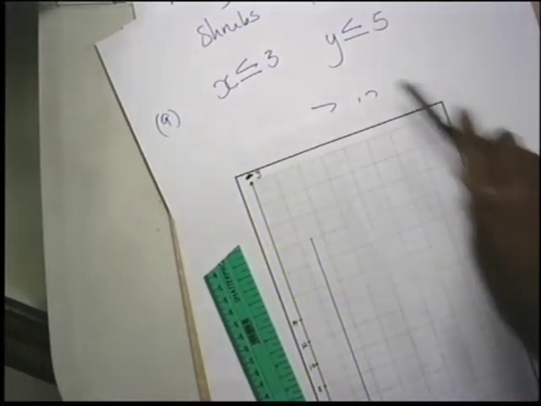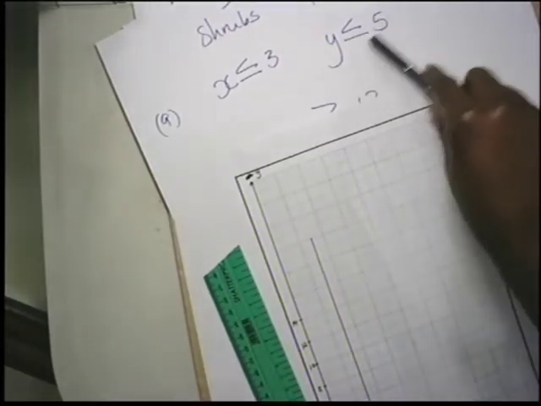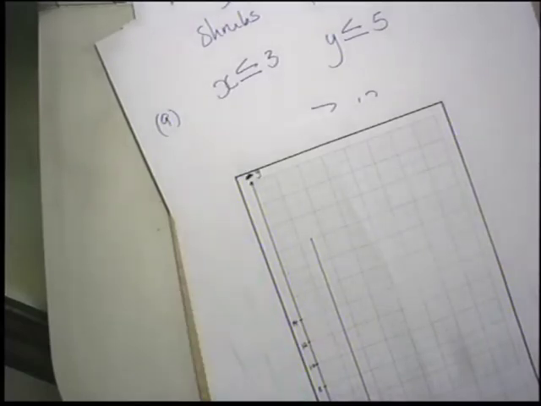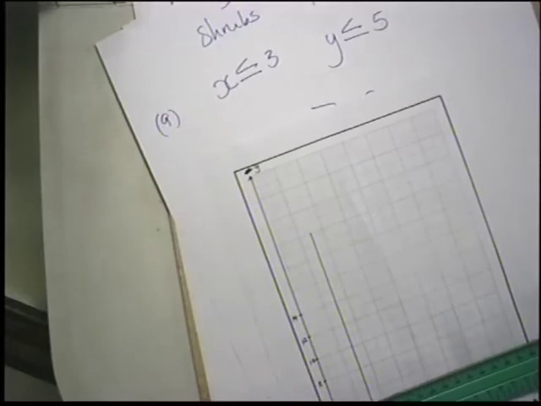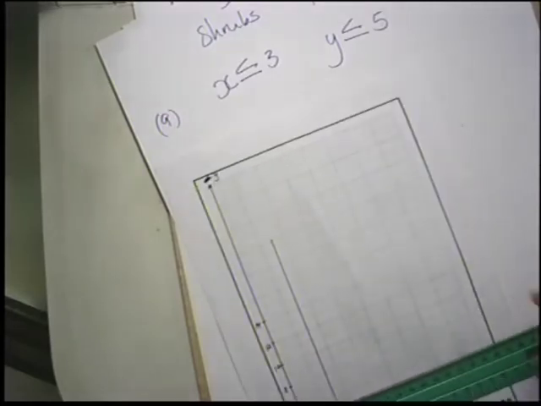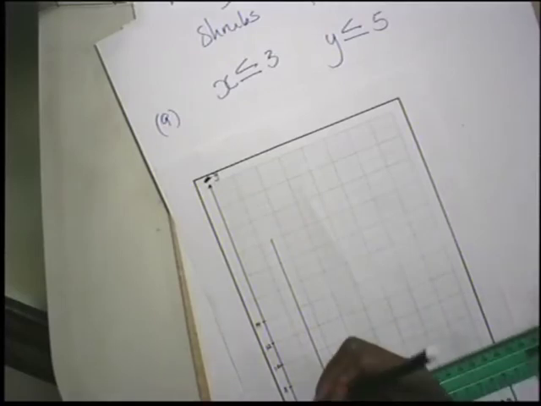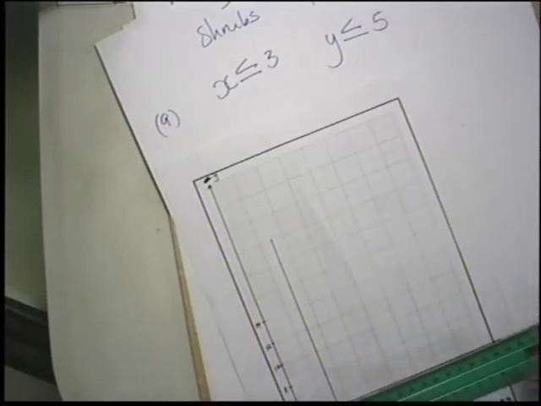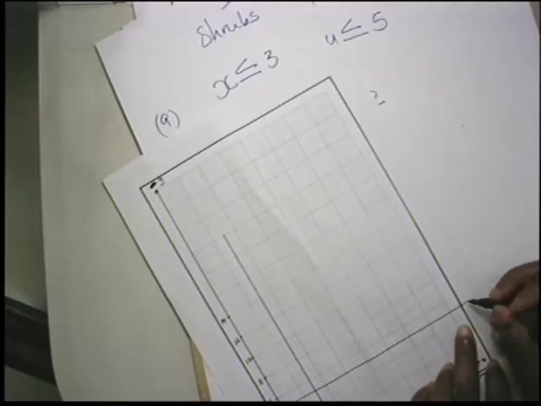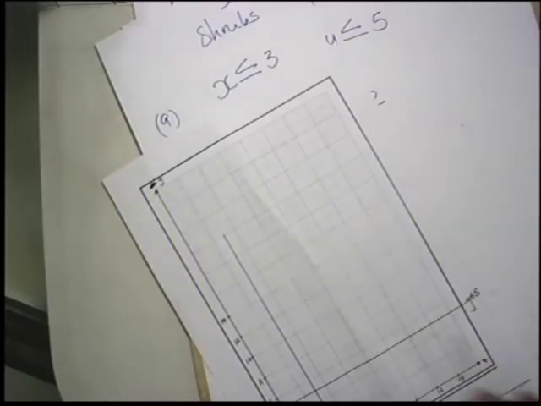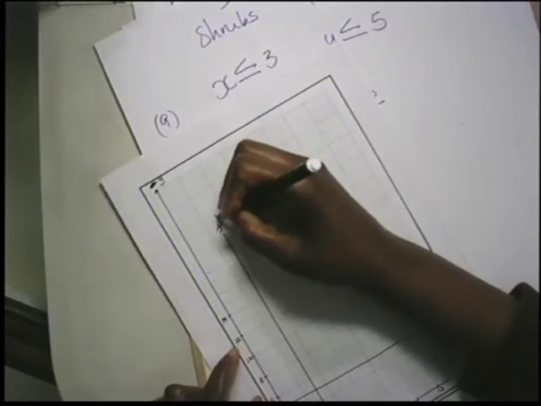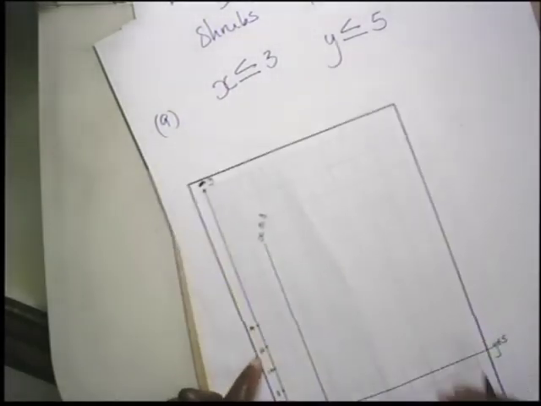All right, and then y is less than or equal to 5. 4, 5 is here. There, and you have to name them. This is y less than or equal to 5, and this is x less than or equal to 3.